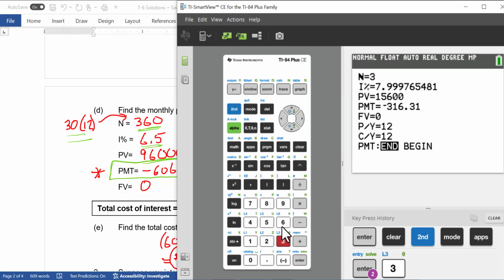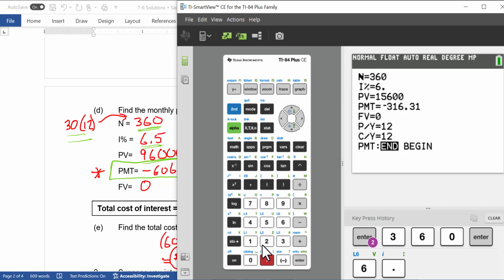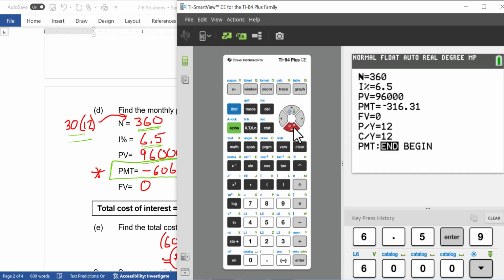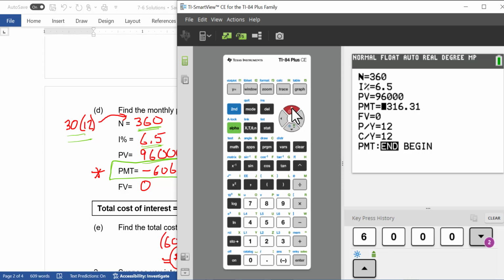N is 360, I we know to be 6.5, present value was 96,000. Payment is what we want, so that was from another problem, but I'm going to leave it there. Future value is 0, and payments per year and compoundings per year are both 12. So I go back to the payment line. Notice the cursor is flashing here, and that's very important. Then green alpha and solve. The word solve is above the enter key, so that's why I hit the green alpha.